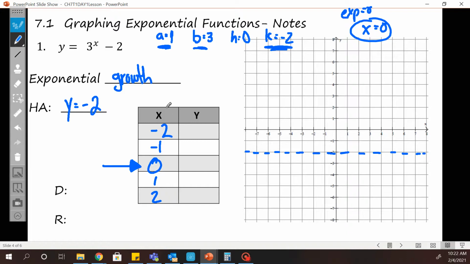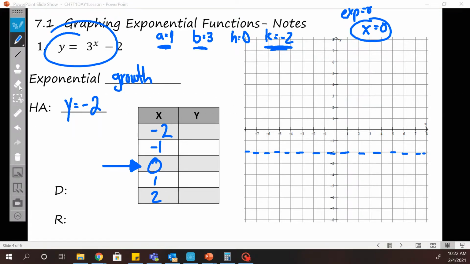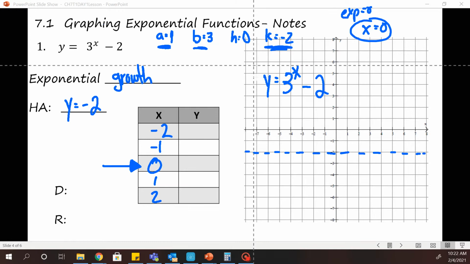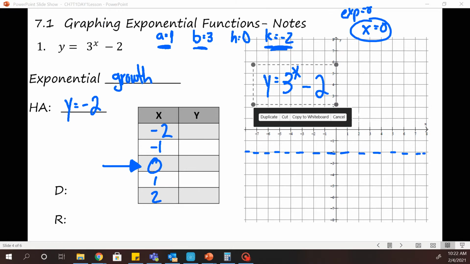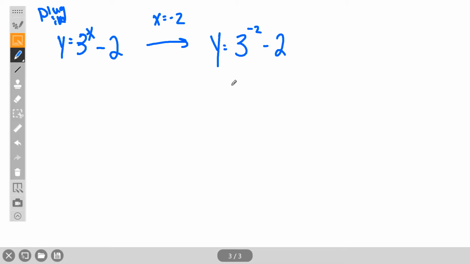Now I'm going to use my equation and my table, and plug each of these x values into the equation, 3 to the x power minus 2, to fill out the y values. First I will do -2, the first thing in my table. So y equals 3 to the -2 power minus 2.